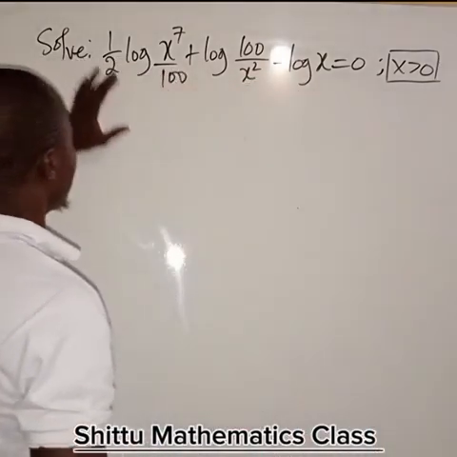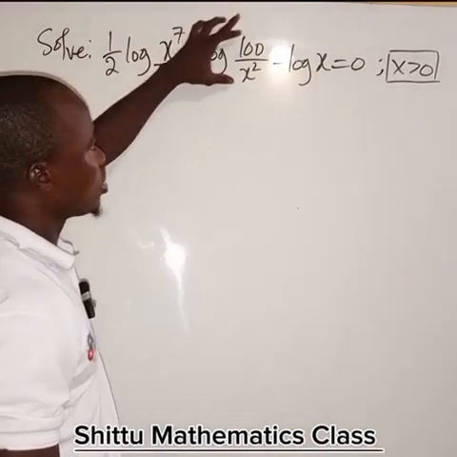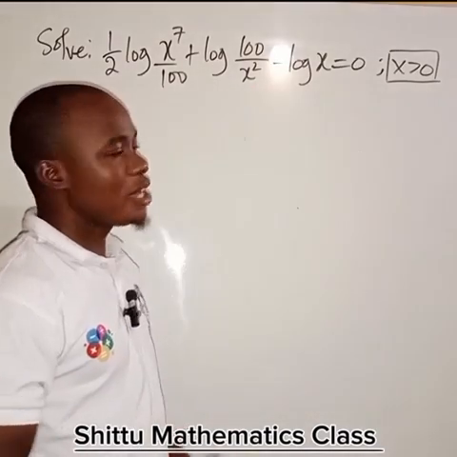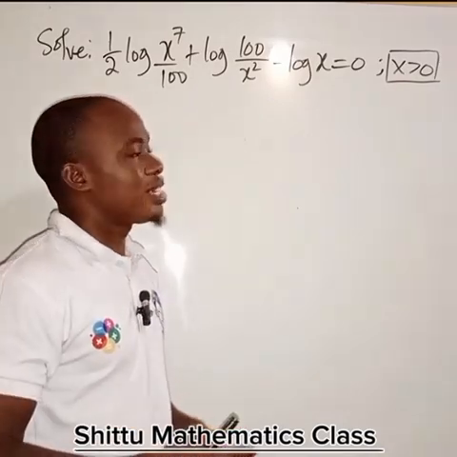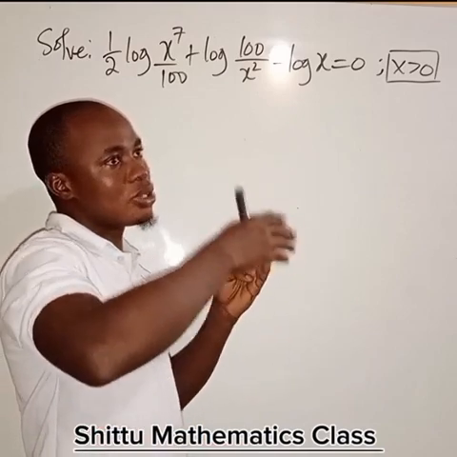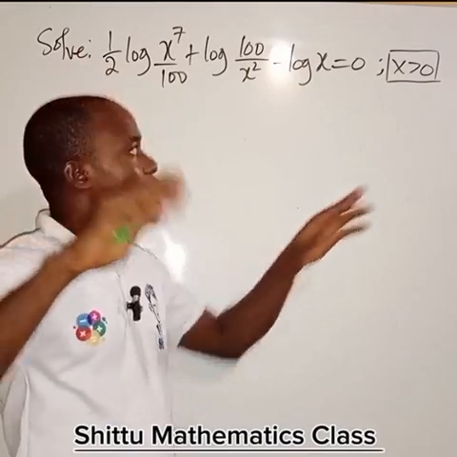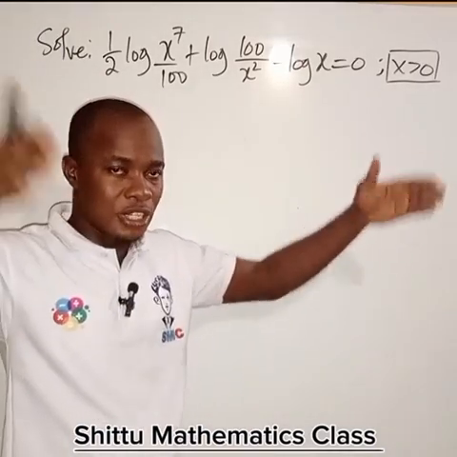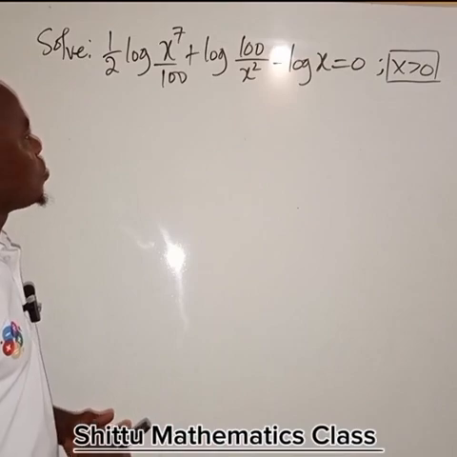So now we have 1 over 2 log x to the power 7 over 100 plus log 100 over x squared minus log x equals 0. So now bear it in mind that x is greater than 0, and when they say x is greater than 0, it means the domain of x, so that is anything from 1 upward. You can have to infinity, you can have the solution of this within the interval. So now here, what are we going to do?